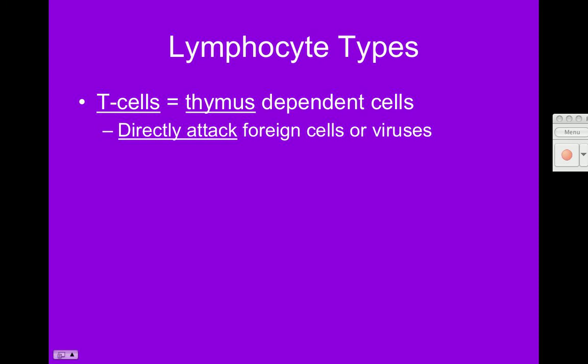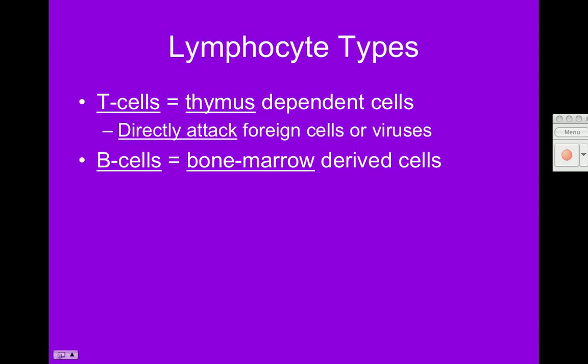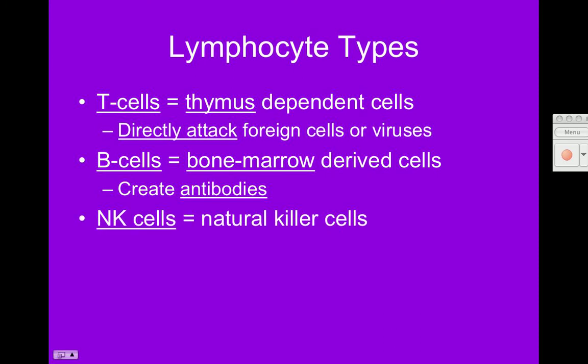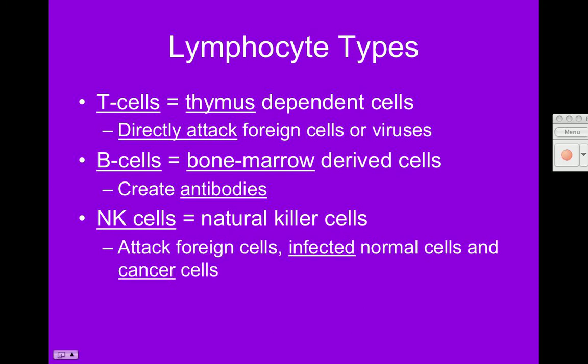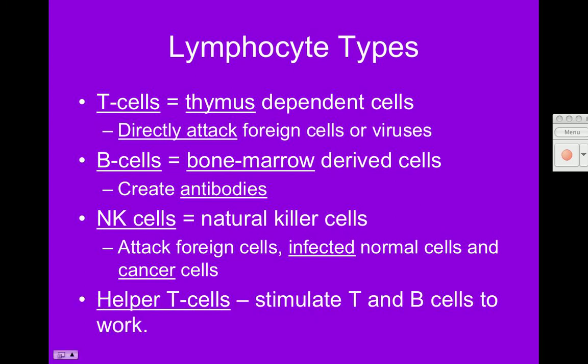The next type are the B cells, which are the bone marrow derived cells, and they function to create antibodies. The NK cells are the natural killer cells, and they attack foreign cells as well as infected normal cells and cancer cells. So these guys are kind of the cleanup team. Now there's one other kind of lymphocyte, and those are the helper T cells. And these helper T cells are what actually stimulate our T and B cells to work.